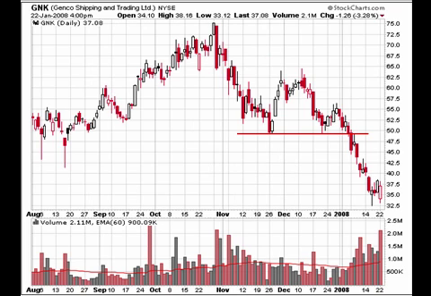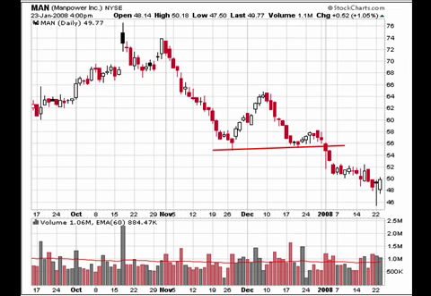GNK. Continuation pattern. The second bounce off support was not big enough to form a descending triangle, but the pattern was still playable when support was taken out. Notice how volume was stronger during the 2 weeks after the breakdown than during the breakdown. That's what you want to see. Manpower. Simple continuation pattern within a downtrend.